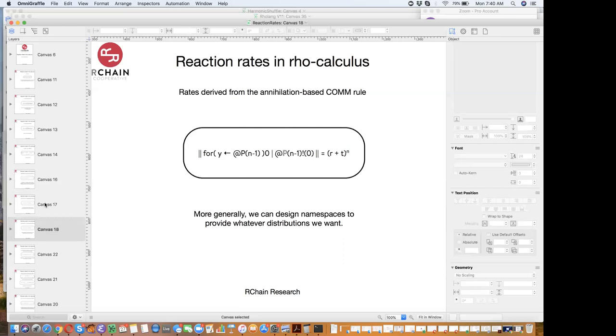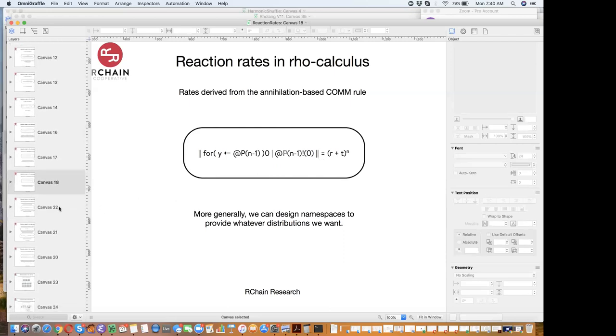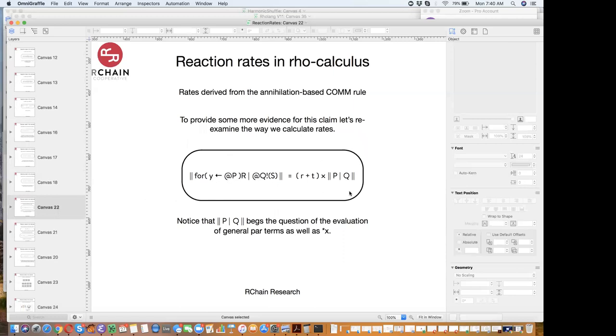So the point here is that we can design namespaces to provide whatever distributions that we want. And to give a little bit more evidence for this claim, notice that this expression here begs the question: we only defined it for these kinds of term constructors, but there are other par expressions that we can form. So we're going to need to figure out what this thing means for general par as well as dereference in order for this thing to be completely defined. I was hoping someone would get uncomfortable and say, hey, how is this well defined?